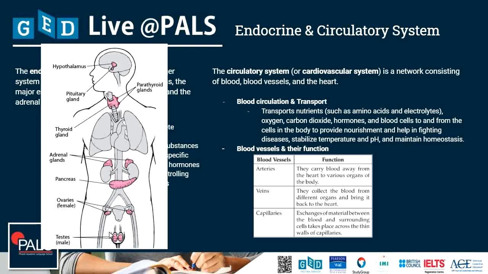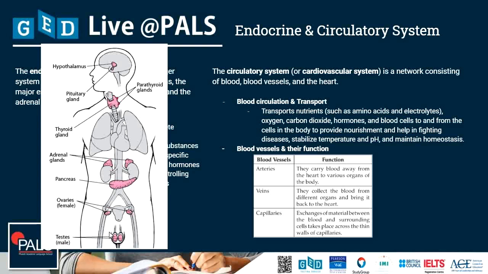They transport hormones from where they are made to where they are needed, and obviously the blood cells and the solid parts that are part of the blood. We have the white blood cells, which help in fighting disease, part of our immune system. The blood helps with maintaining our constant body temperature and pH around our body, and thus helps maintain homeostasis. Blood vessels and their functions.